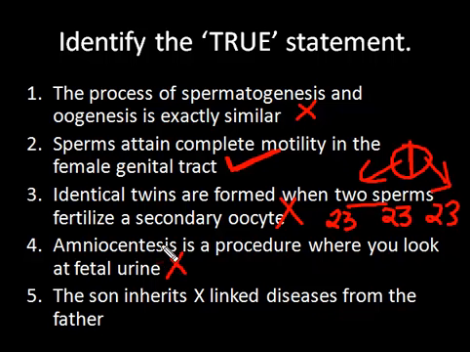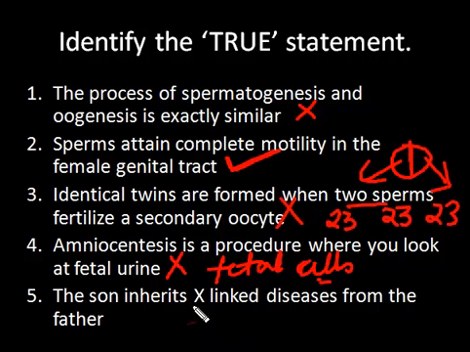The fourth statement is that amniocentesis is a procedure where you look at fetal urine. This is also false. In amniocentesis, what you're looking at is the fetal cells, the cells from the skin which get abraded and are deposited in the amniotic fluid, and you look at the fetal cells to find chromosomal abnormalities.